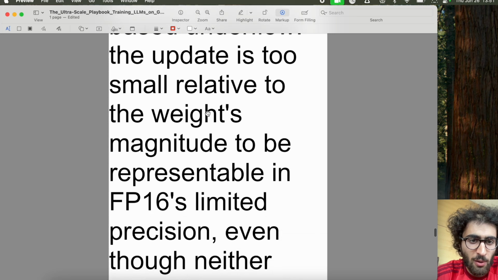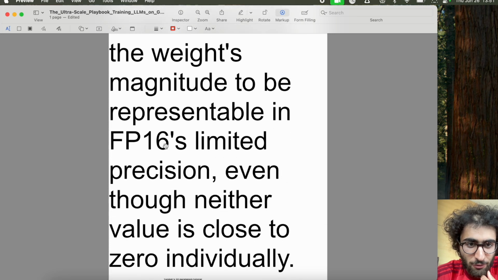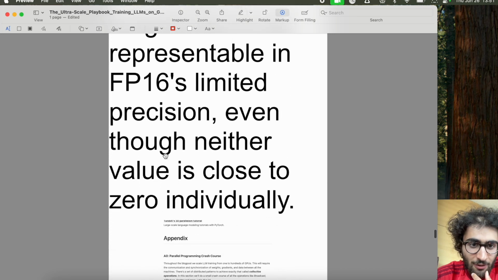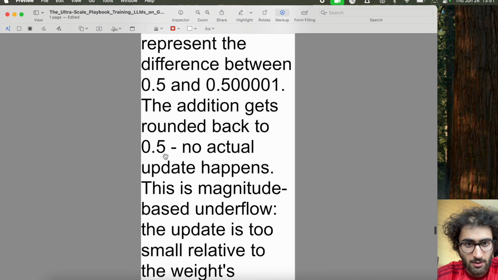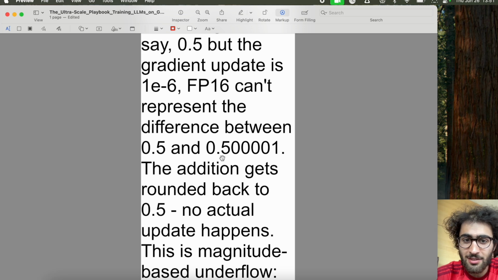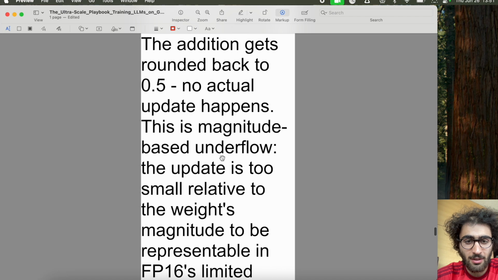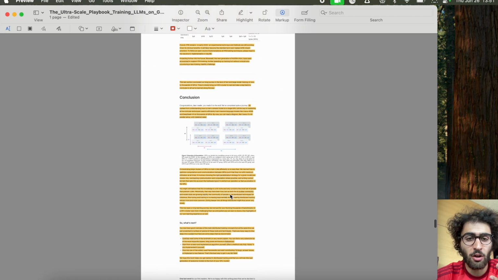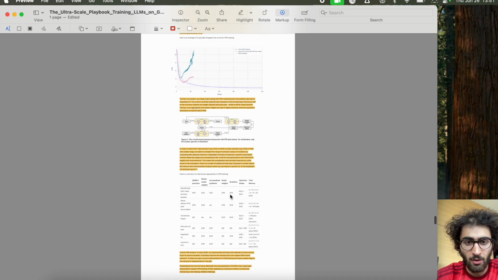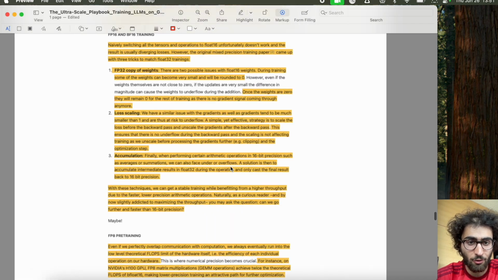The update is too small relative to the weight's magnitude to be representable in floating point 16's limited precision, even though neither value is close to 0 individually. Which is to say that we could still add this number if we were able to represent it within the floating point 16 framework, but it's not possible due to the underflow, which is a result of the lack of precision within this data format.